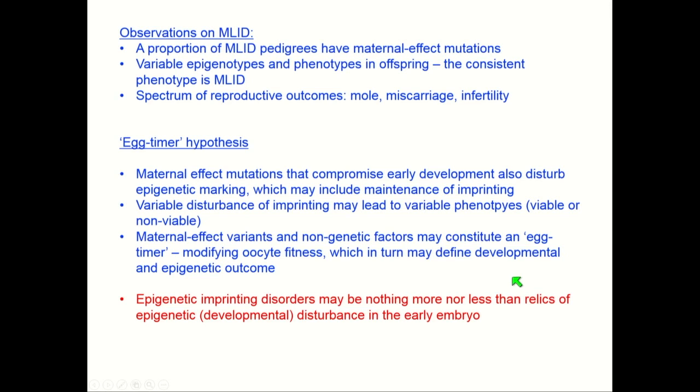What I'm saying is that I think epigenetic imprinting disorders are, in many cases, nothing else than a relic of something that went wrong in early development. And in some cases there's an epigenetic predisposition, in some cases there's a genetic one, and in some cases there's a mixture. So that's why they're relatively hard to look at.